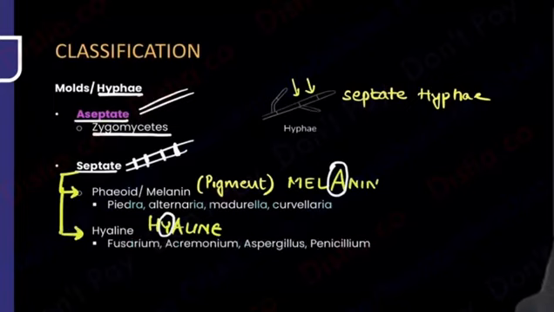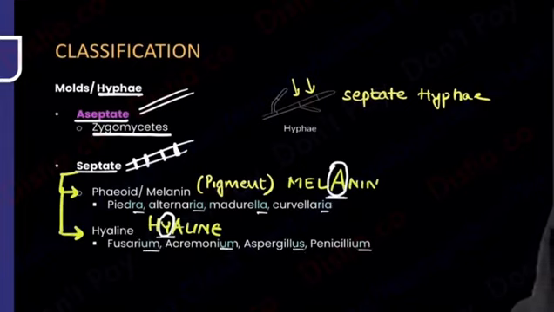Means what? When I'm talking about Fusarium, Acremonium, Penicillium and Aspergillus, all the UY sounds come together. That's the best way, rather than learning it as mnemonics, which are usually written in other textbooks, and we honestly never tend to remember those mnemonics later on. This is the best one. So remember, whenever they're talking about melanin, all the AA things will come. And whenever they're talking about hyaline septate, all the UU sounds are going to come across with it.